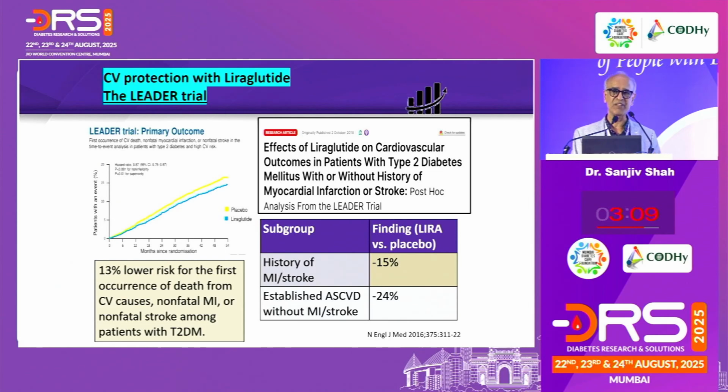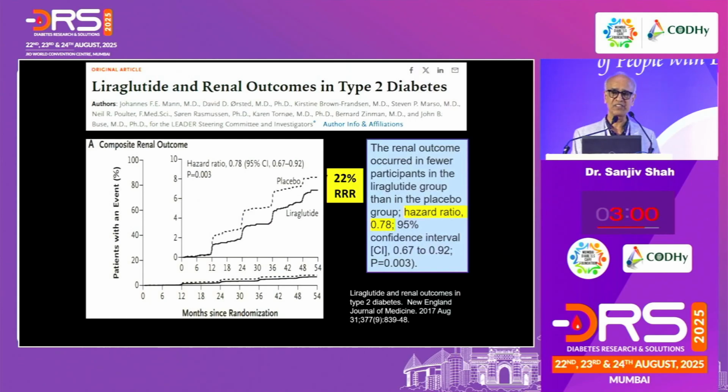a major benefit was on atherosclerotic outcomes, an MI or a stroke, rather than heart failure or mortality. A sub-analysis of this particular LEADER trial for renal outcome also showed a 22% risk reduction in renal outcome and a renal endpoint, though it was not a dedicated renal trial, but a similar benefit.